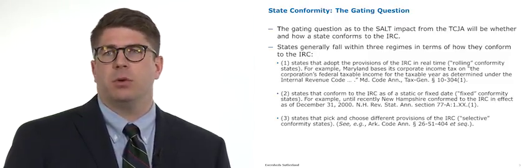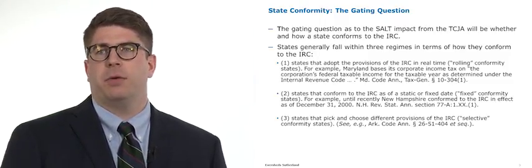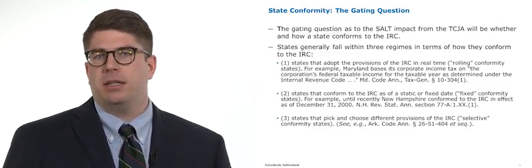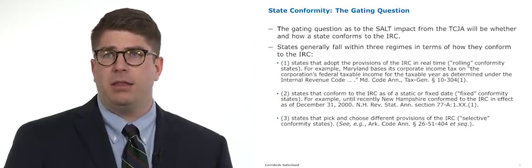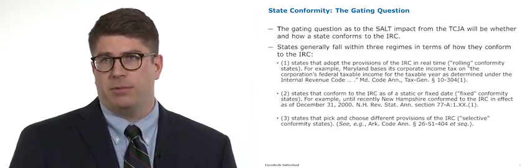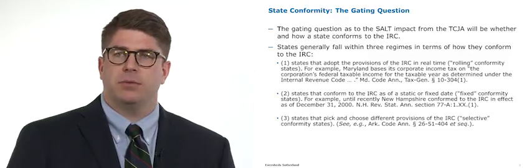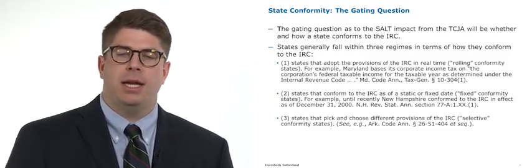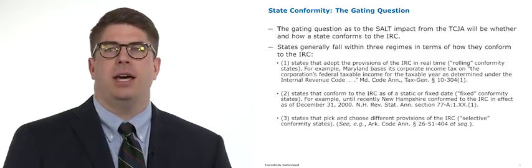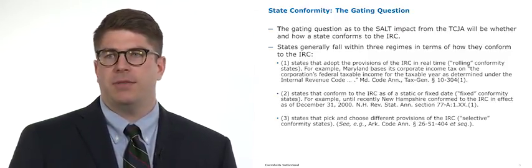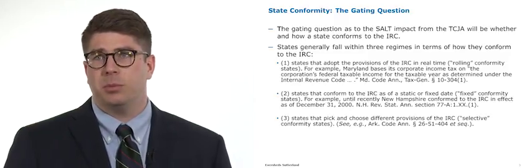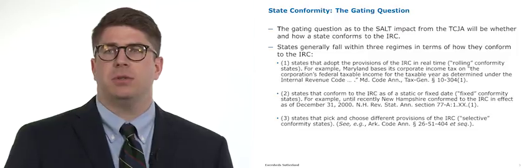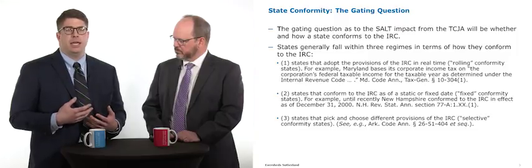Then you have your rolling conformity states that basically conform to the IRC as it is day by day. So if the code is amended on May 19th, then that state conforms to the code as of May 19th. And then you have your selective conformity states that basically pick and choose which code provisions and when to conform to them. And with that, you have a mixture of the three at a state-by-state level. Because you have such complexity here, it's important for taxpayers to be well aware of each individual state's conformity to the code and how that operates.